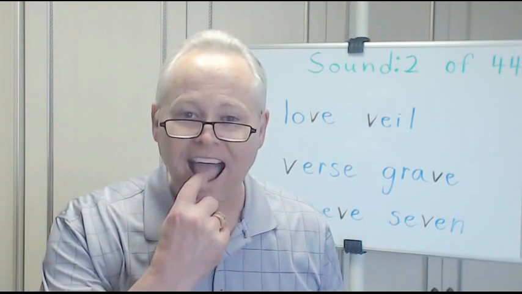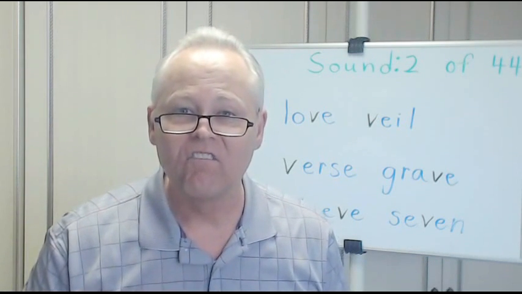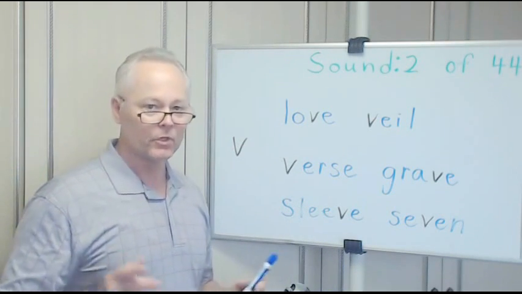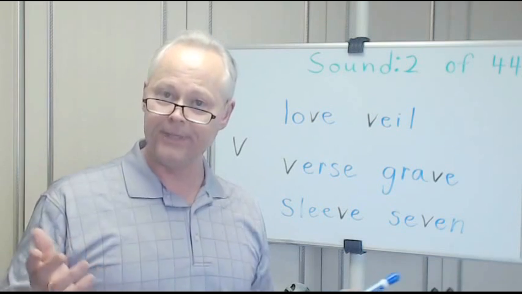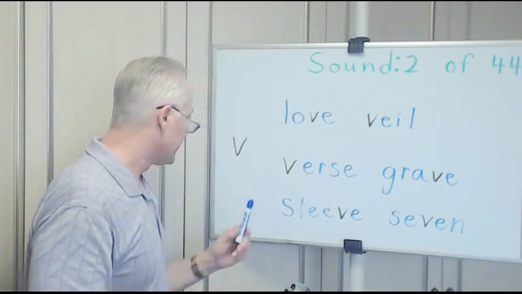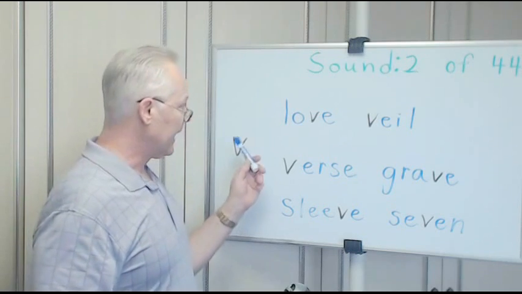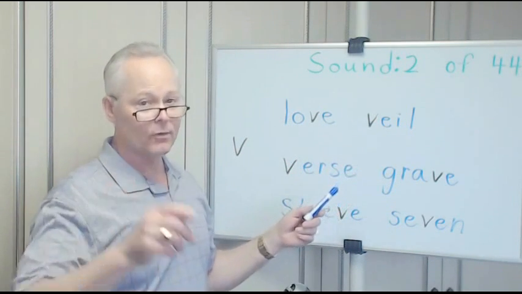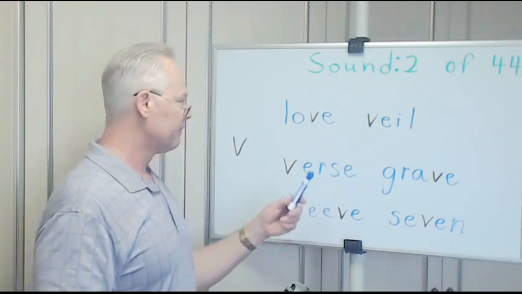The lower lip and the upper teeth give you the V sound. Don't mistake it with the B sound. No, B, V. With the V, we have words like, these are just examples. There are many, many more words with the V sound.